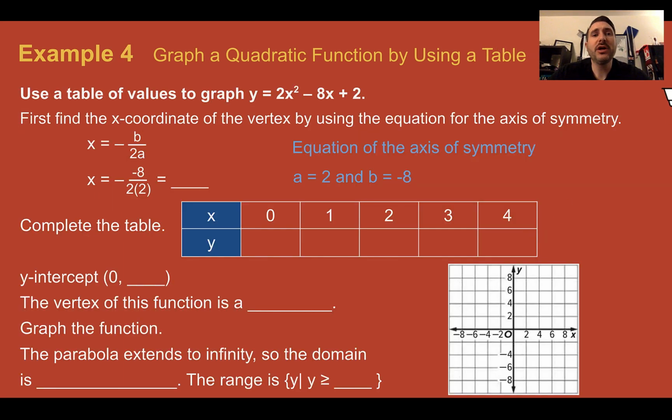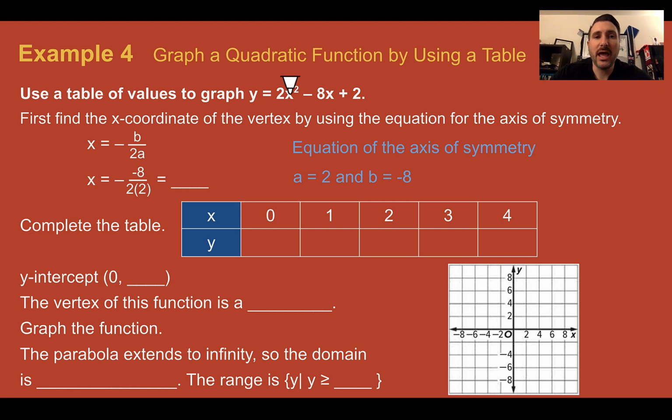Example 4, graph a quadratic function by using a table. Use a table of values to graph y equals 2x squared minus 8x plus 2. So really, a table is just helping us organize the same types of coordinates that we had before. So first, let's find our axis of symmetry so we can find our vertex. X equals negative b over 2a.